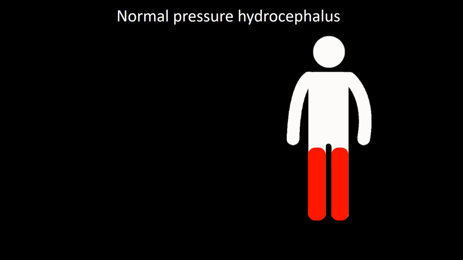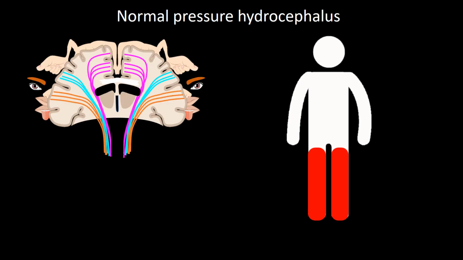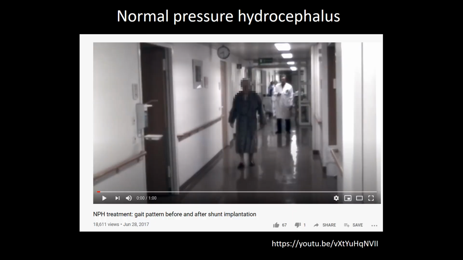In a person with normal pressure hydrocephalus, the enlarged ventricles compress the leg fibers as they travel towards the internal capsule, producing weakness and spasticity, and in addition a peculiar gait. This gait is called magnetic gait. Go to YouTube and watch this video, then after continue the presentation.